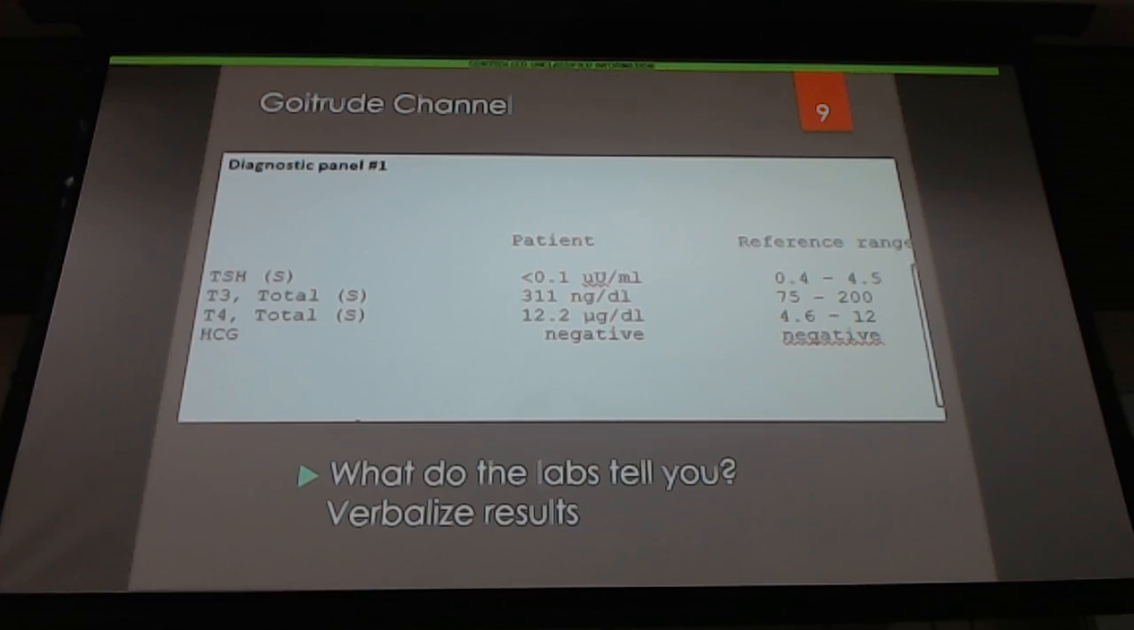Anyway, okay, so here's her lab. What do you see? What do you see for last? Tell me. Low TSH. Okay, so we'll first just, what do you see? So low TSH, T3 and T4. What do you notice about that? Yeah, anything stand out about that T3?